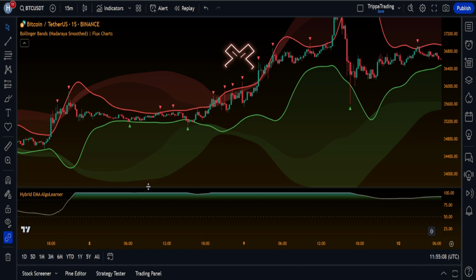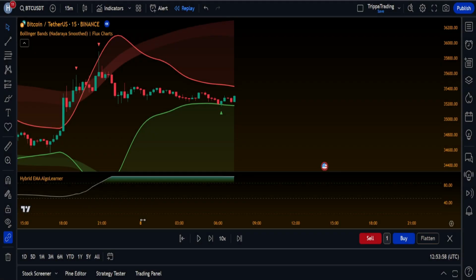Let's go through the complete rules for entering a buy and sell trade using these two indicators. So for a buy trade to be valid, there are only two easy conditions that we need to follow. First of all, we will wait for the hybrid EMA algo indicator to cross above the 85 level. This is indicated by the green color. The second condition is to receive a buy signal from the Bollinger Band's Nadarya indicator. And that's it. Keep in mind that the EMA reading should remain above 85 at the time we get the signal. So let's open a buy trade here.